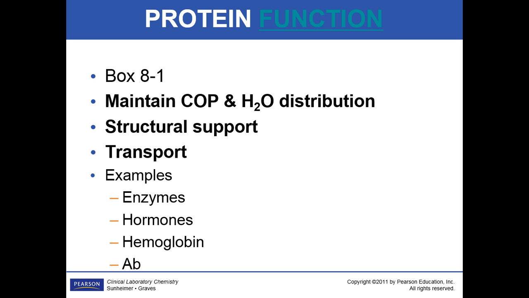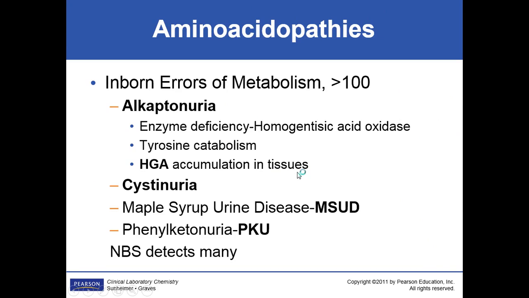Okay, we're going to talk a little bit about disorders. Amino acidopathies. These are pathological conditions concerning amino acids. There are over 100 different inborn errors of metabolism. Would you like to know what they are? Do you want me to list all of them? No, I'm not going to. Some of them are pretty rare, but there are a few more common ones that you want to get a little familiar with.